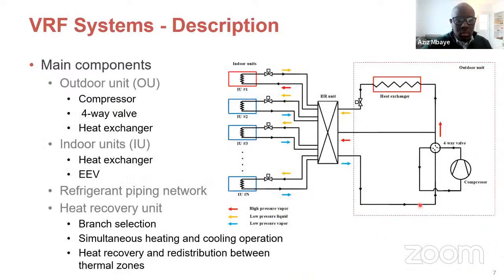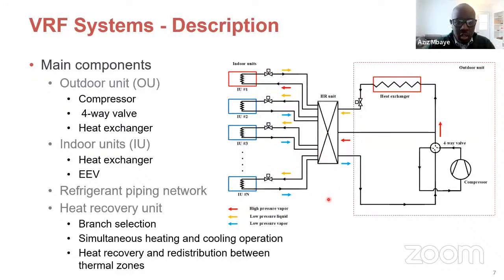The outdoor unit that I showed before is a set that includes one or several compressors, one or several heat exchangers as well, and a four-way valve that allows to reverse the cycle. And each indoor unit includes a heat exchanger, which is the evaporator in cooling mode, or the condenser in heating mode, and an expansion valve. And for air-to-air systems, a fan is usually added to the system in order to circulate the air in the room.